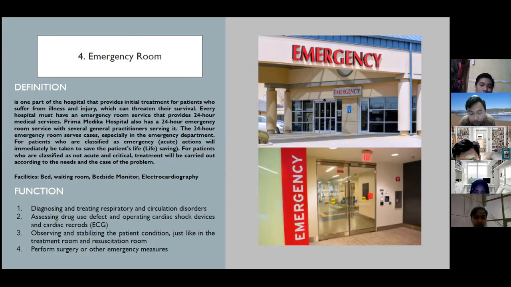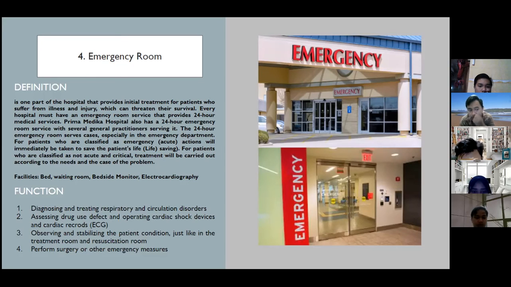For patients who are classified as emergency, action will mainly be taken to save the patient's life, or life-saving. For patients classified as not acute and critical, treatment will be carried out according to the needs of the case of the problem. In the emergency room, you have facilities such as a bed, a waiting room, a monitor, and an electrocardiograph.